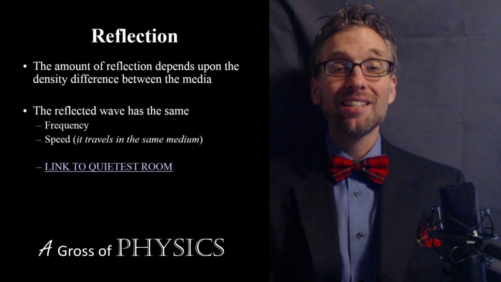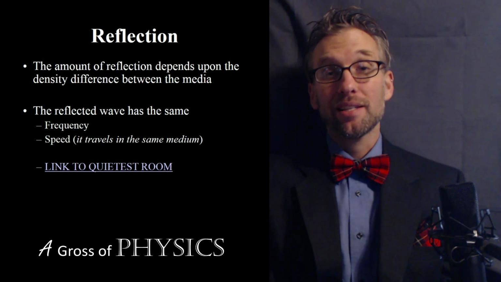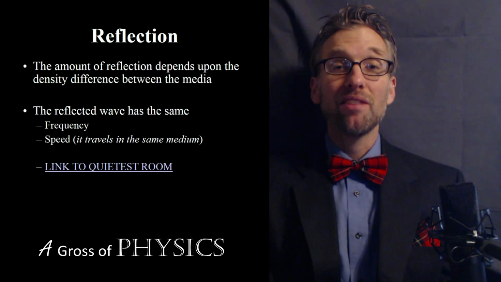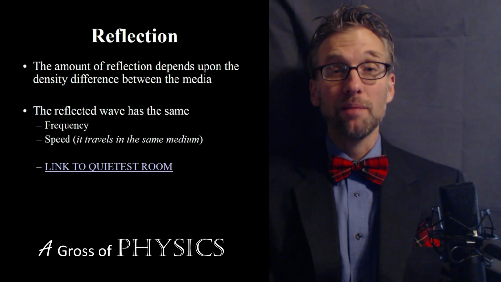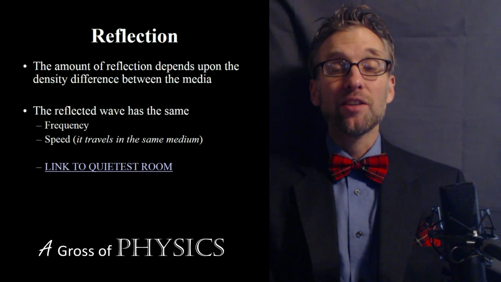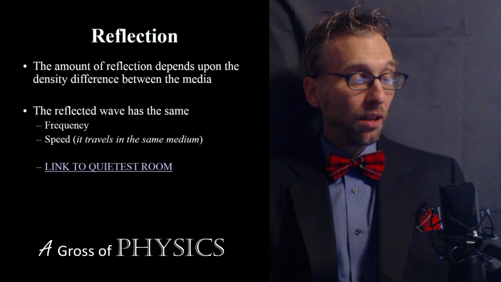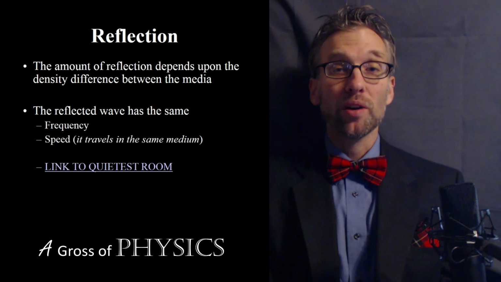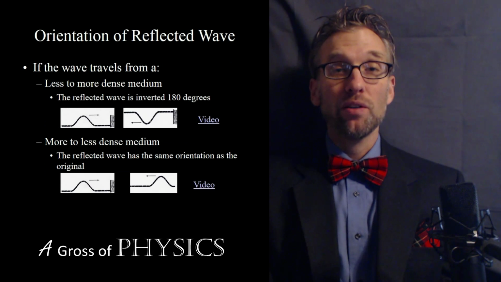So the speed of the wave is constant in a specific medium. In this case, if we're talking about air, the sound waves travel at a specific speed, and they hit objects, bounce back, they still have the same frequency and they still have the same speed. So reflection is a case where the wave will hit a boundary, bounce off, and the speed and frequency will stay the same. Now, depending upon whether or not you're going into a more dense or a less dense material will determine whether or not the wave flips over or stays in the same orientation. So we call this the orientation of the wave.